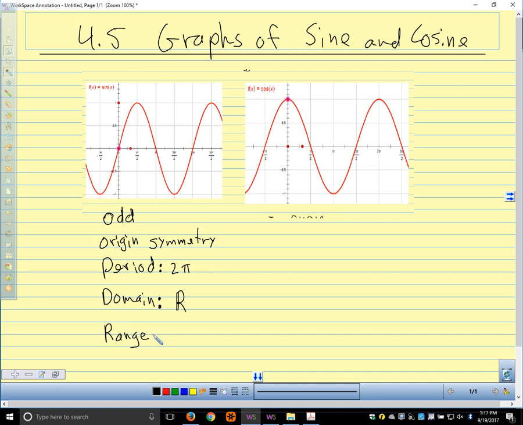The range. We can see it from the graph. We could also think about the unit circle. What's the smallest value of a sine of an angle or a number? -1 down here. And the biggest? +1. So our range is between -1 and 1.